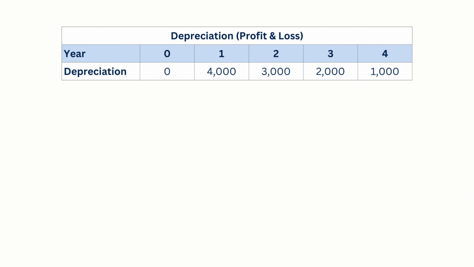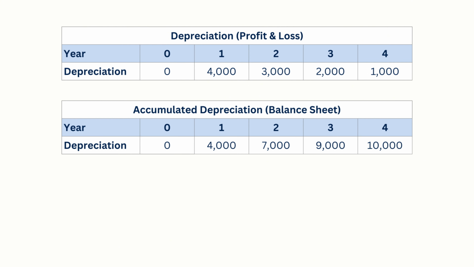Let's now look at how depreciation flows through the financial statements over time. Starting at the top, this table shows depreciation in the profit and loss account. There is no depreciation in year 0 because the asset has just been purchased. Then, using the sum of years digits method, year 1 shows a depreciation charge of £4,000, year 2 shows £3,000 and so on. Each year, only that year's figure appears as an expense in profit or loss.